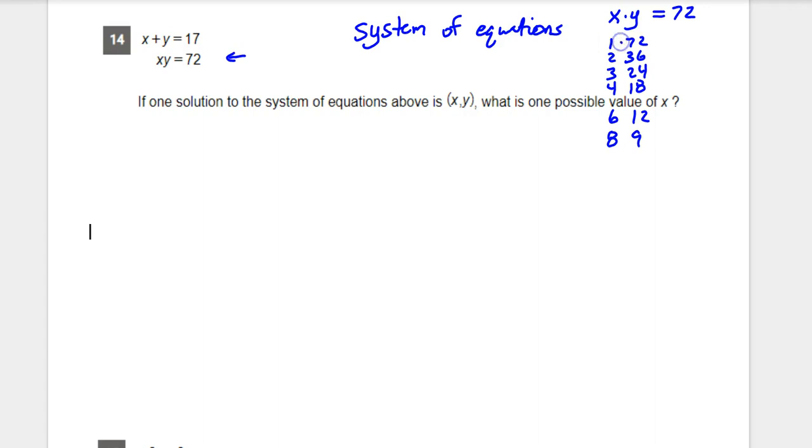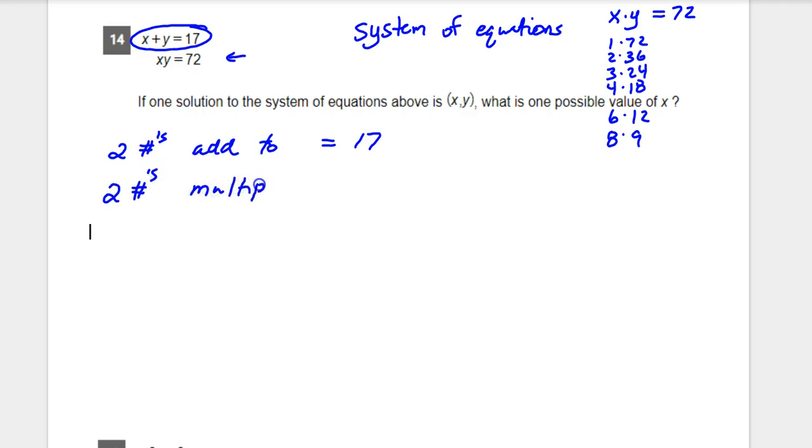So these are all the numbers that multiply to make 72. And you could kind of look at those as ordered pairs. And they definitely would not make a straight line if you graphed all those ordered pairs. So, the easiest way to tackle this problem is it's basically saying find two numbers that add to equal 17, and the same two numbers have to multiply to equal 72.